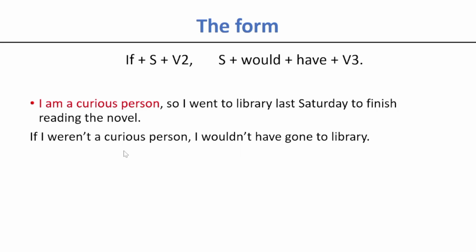Let's look at the form. If plus subject I plus weren't. This is verb 2, were not. I plus wouldn't, would plus have plus verb 3, gone to the library. So remember, this is the general truth and this is the past action.